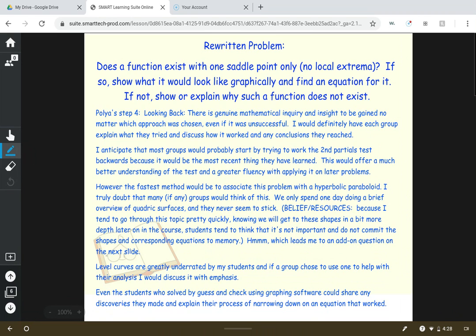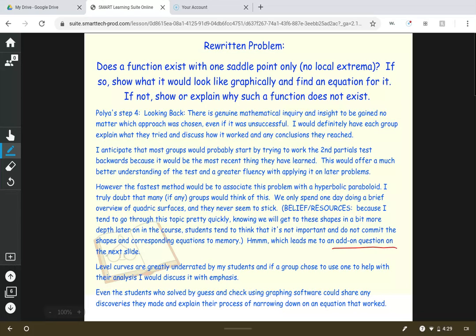But I thought that this would be a great way to tie that back in, because if they can have that in their bag of resources before the next unit, we'd be on much more solid ground walking into our next chapter. So I thought, you know what, I'm going to do an add-on question after we're done with this problem, and tie the quadric surface equations in a little bit more fully.